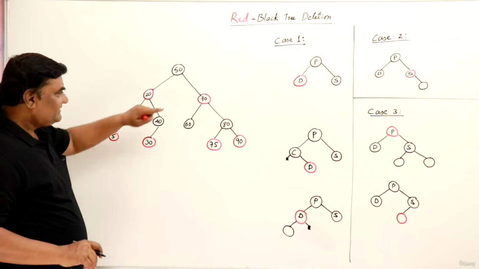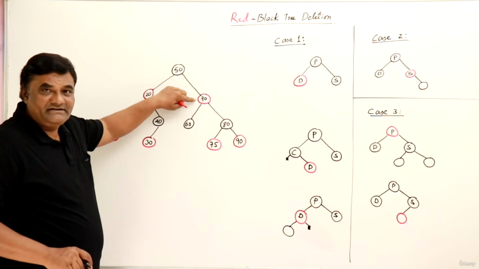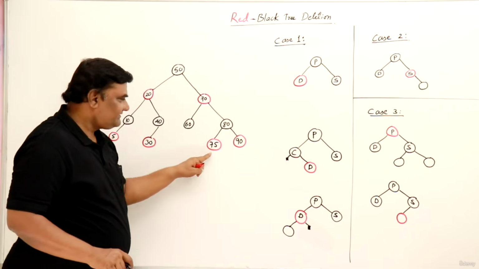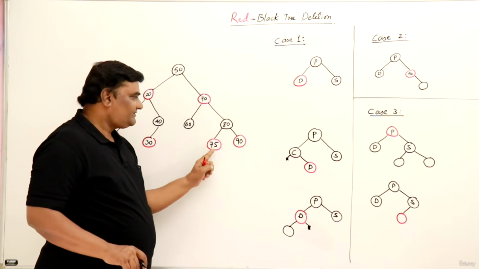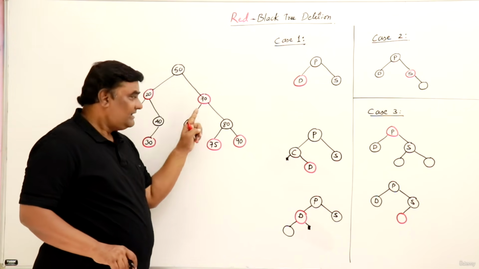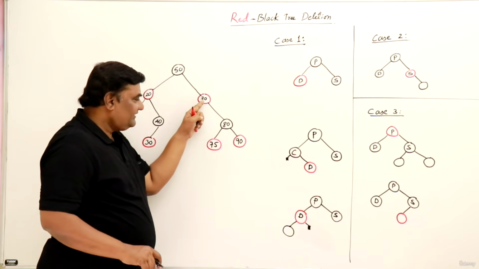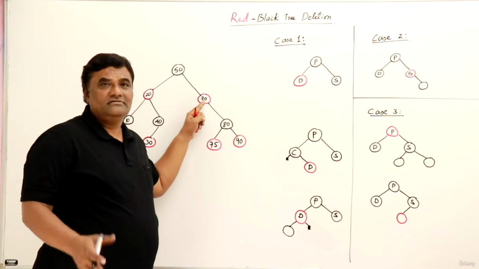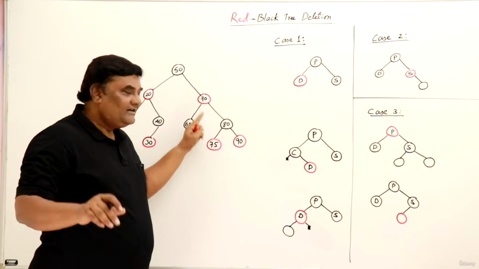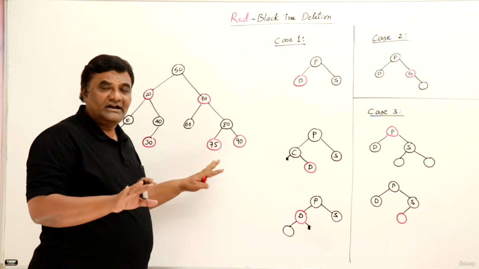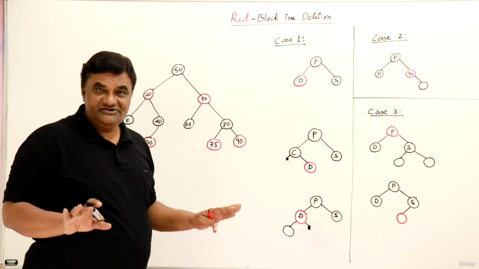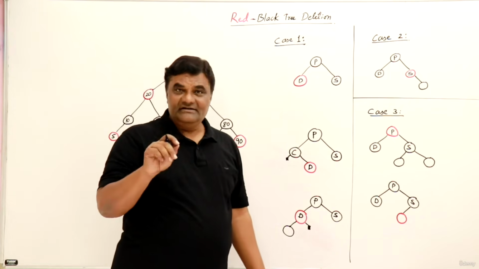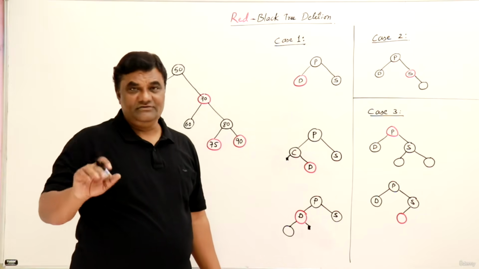I want to delete 70. Who will take its place? Either the in-order predecessor or the in-order successor. Either 60 will take its place or 75 will take its place. Suppose you are sending 75 there, then you have to delete this node. So what is the color of this node? Red. Delete it. Simply delete it. 75 goes there and you don't have to do anything. Don't have to do any adjustment at all. So if the node that you are deleting is red, then blindly delete that node.